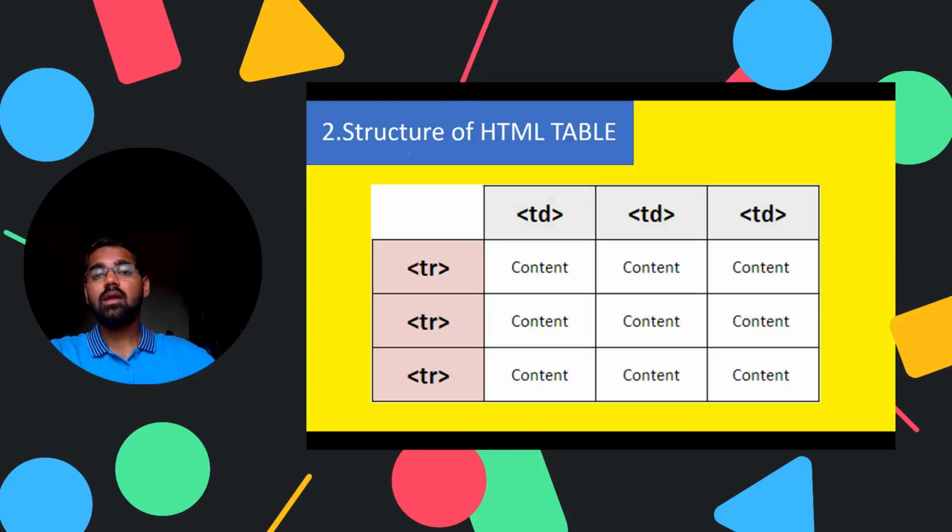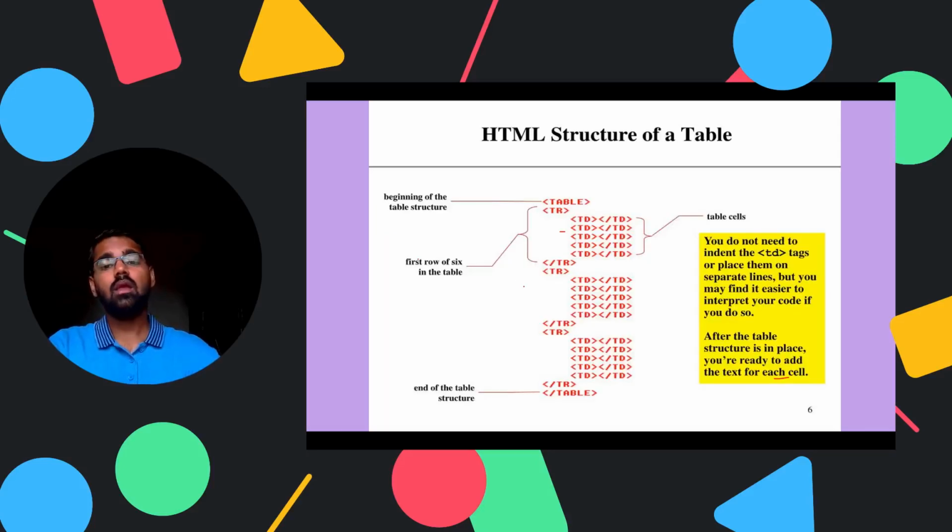Let's see next, the structure of an HTML table. This is how the HTML table is going to look. TR is nothing but the table row, which is used to create n number of rows in the table. TD is nothing but the table data, which is used to put the input or the data in the table. Now let us see the piece of code for creation of the table. This is the piece of code for how we are going to create the table.